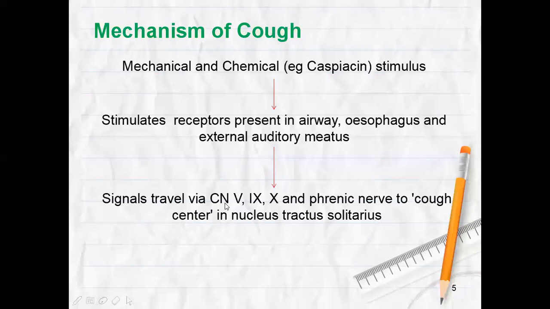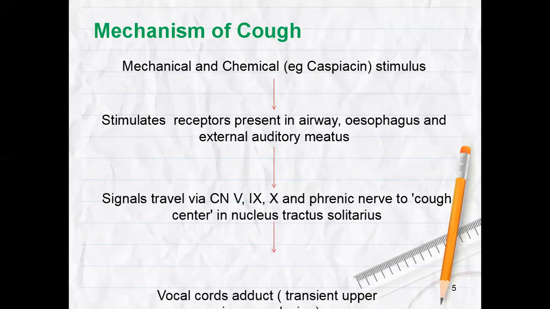Cranial nerve number 5, the trigeminal nerve, takes the impulses from the nasal cavity and nasopharynx, whereas the glossopharyngeal nerve takes the impulses from the oropharynx and laryngopharynx. Talking about the vagus nerve, it takes the impulses from all of the remaining airway, including larynx, trachea, bronchi, bronchioles, as well as alveoli and lung interstitium, and also the esophagus. Whereas the phrenic nerve takes the impulses from the diaphragm and some part of the liver as well as stomach. Now these take the impulses to the cough center, which is located in the nucleus tractus solitarius.